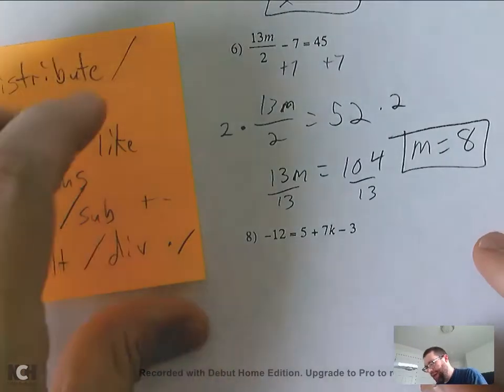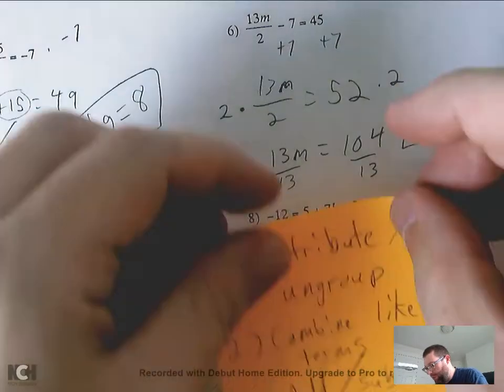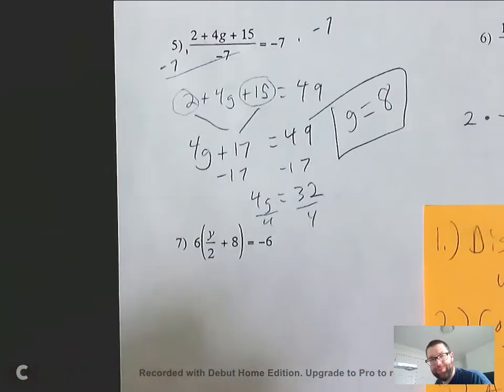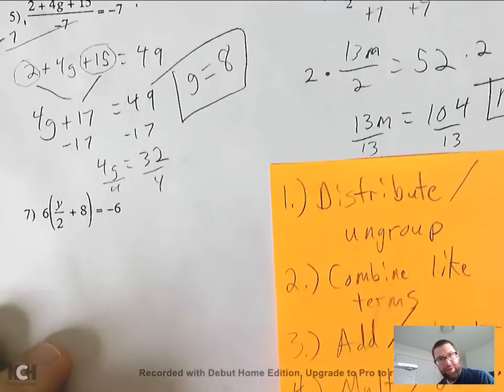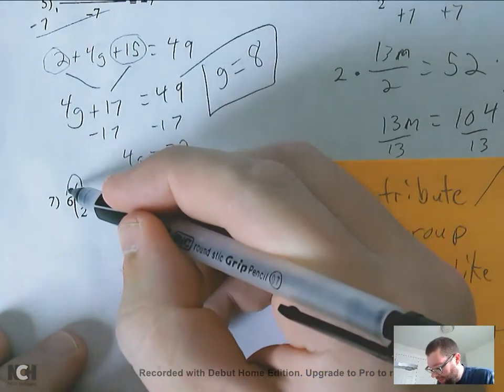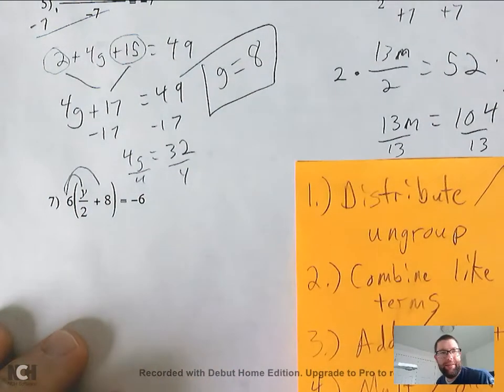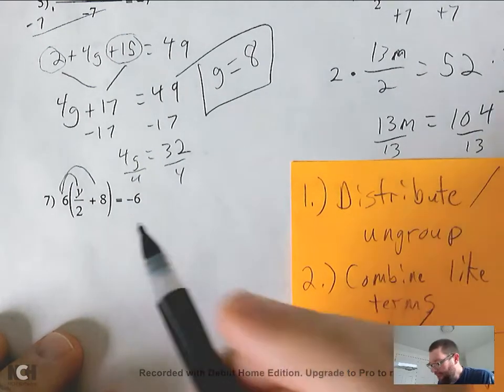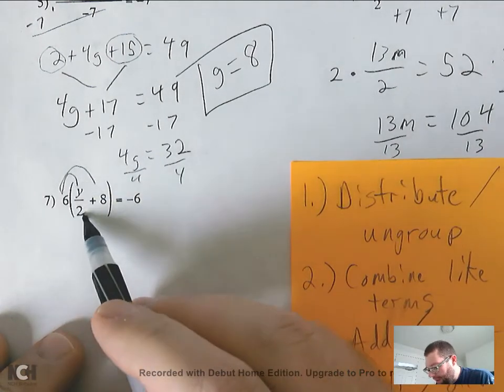Okay. All right. Let's try the next one. Ooh, this one's a tricky one. So let's look at this one. Okay. So I've got something to distribute. So again, I follow my steps, right? I'm going to distribute first. I'm going to distribute the 6 to the y over 2 and the 8. Okay. This really isn't any trickier than the problem I just did.